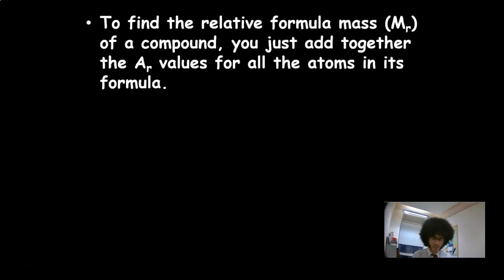Now MR is relative formula mass. And that's basically, for any compound or any element, just adding up the different masses together for each atom inside that substance using the masses from the periodic table.